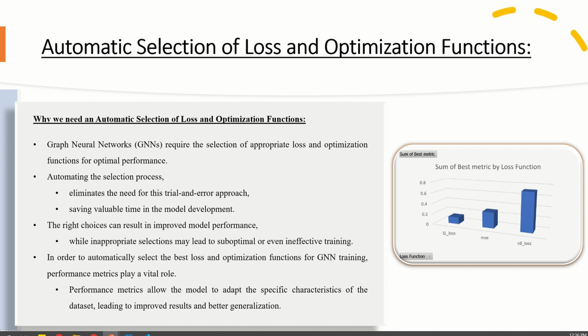So the right choice of these loss and optimization functions can improve the model performance, while inappropriate selection may lead to suboptimal or even ineffective training. Right. So in order to automatically select the best loss and optimization function for graph neural network training, performance metrics play a vital role. As we discussed, performance metrics play an important role in selecting the best loss and optimization function. The performance metrics allow the model to adapt to specific characteristics of the dataset, leading to improved results and better generalization.